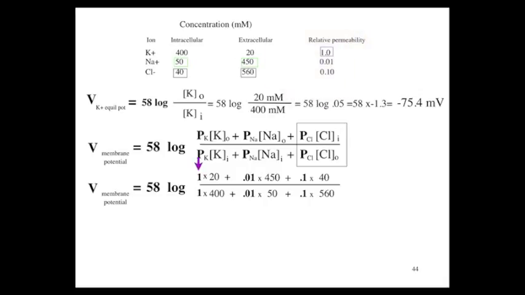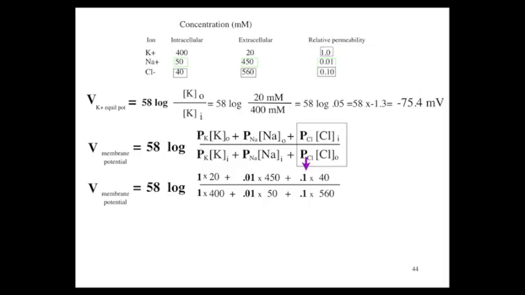Next, we deal with the relative permeabilities, and the relative permeability of potassium is 1 because it is the maximum permeability, and everything is taken relative to potassium. So the permeability for sodium is 1/100th that of potassium, so it's 0.01. And the relative permeability of chloride is 1/10 of potassium, and it is 0.1.